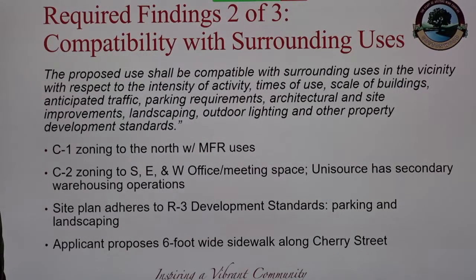The second finding, that use shall be compatible with surrounding uses. Again, C1 zoning is to the north with multifamily uses existing and approved. C2 zoning is to the south, east, and west. Unisource has secondary warehousing operations in the C2 zone, and the site plan adheres to the R3 development standards and the parking and the landscaping. And the applicant, again, proposes a 6-foot sidewalk along Cherry Street, connecting with the existing sidewalks.